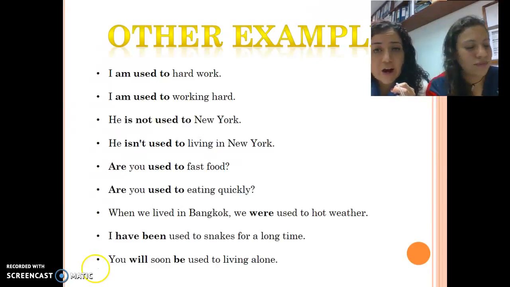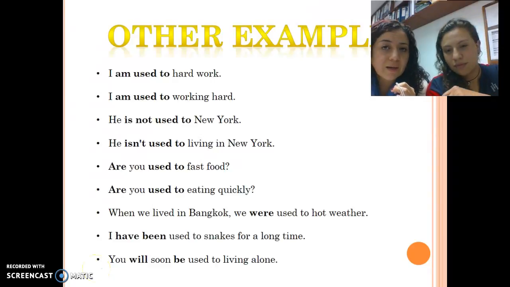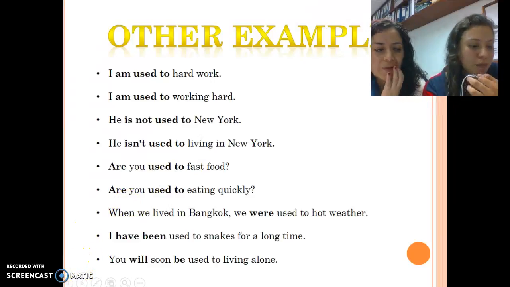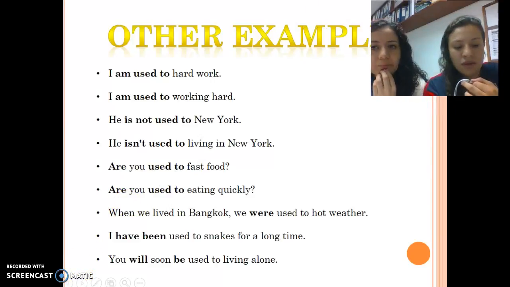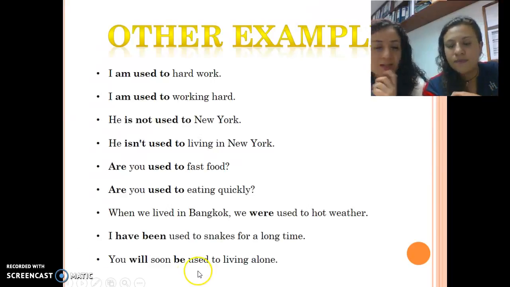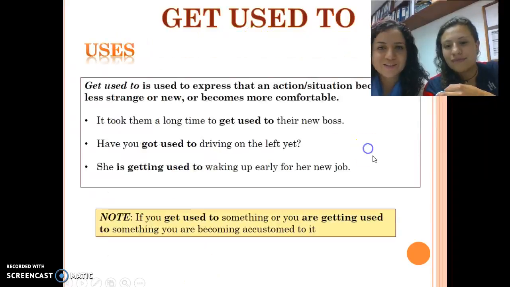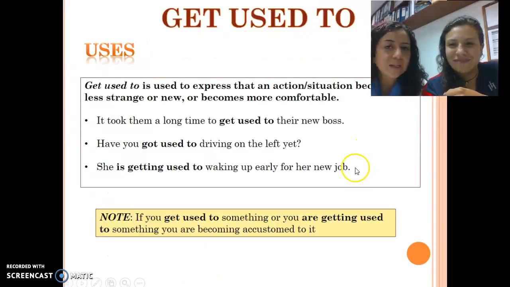So do you think you can try with your own examples now? It will be a good moment to start making some examples in your notebook. As you saw, be used to can be used with past, present, and future tenses. That's an important piece of information. Thanks. Okay, so now let's finish with get used to.